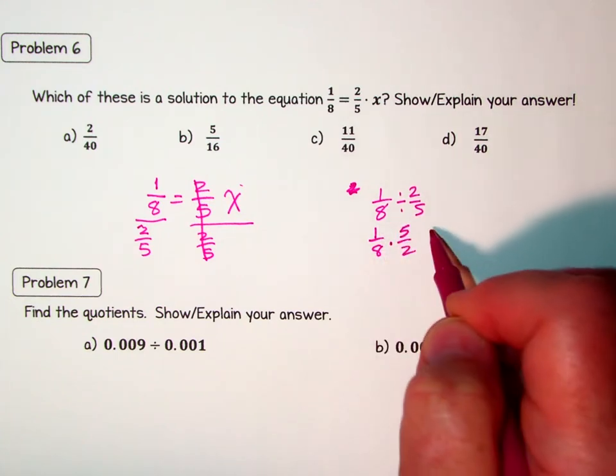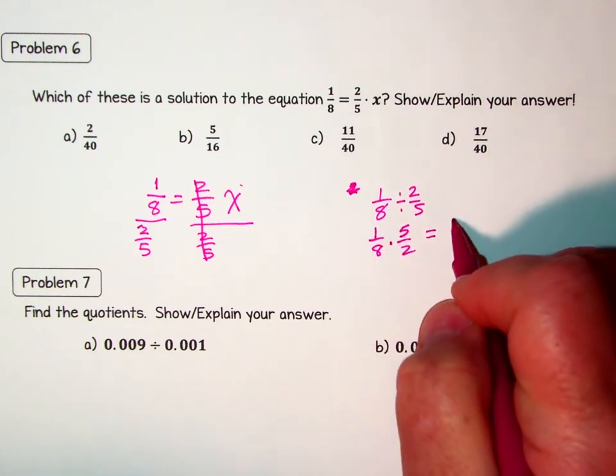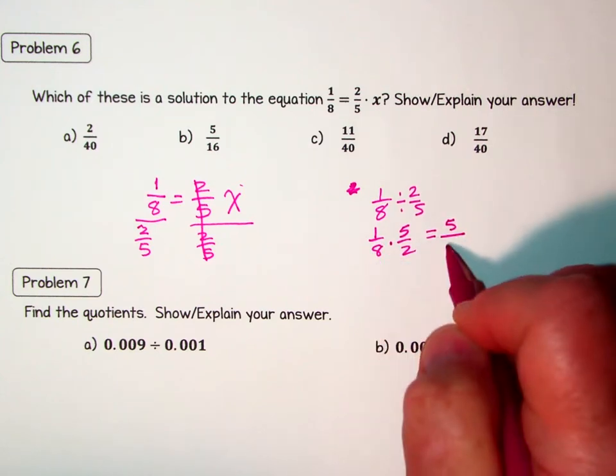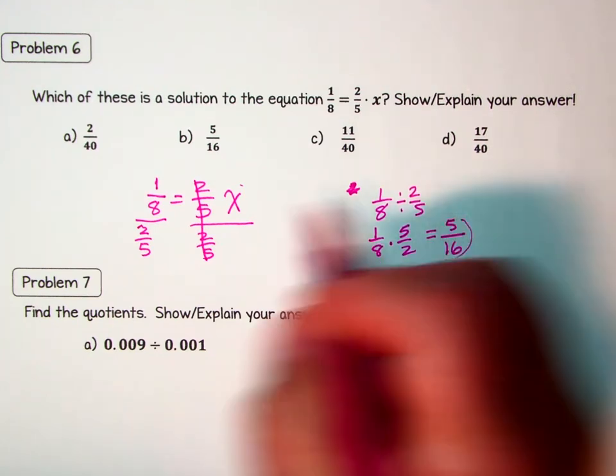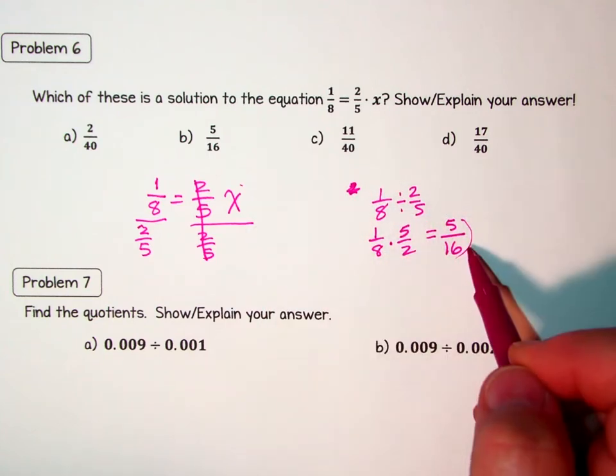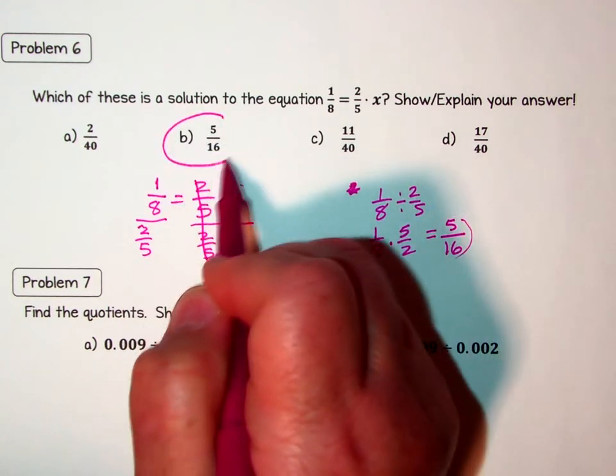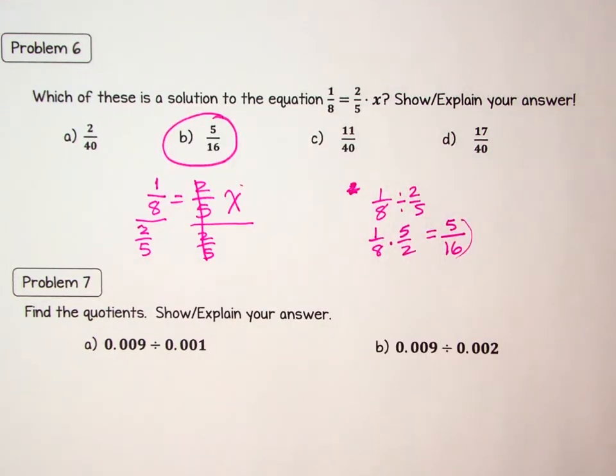I don't have any simplifying I can do. So this becomes 1 times 5 is 5, 8 times 2 is 16. So my solution is x is equal to 5/16, and there it is right there. Okay. Problem 7.